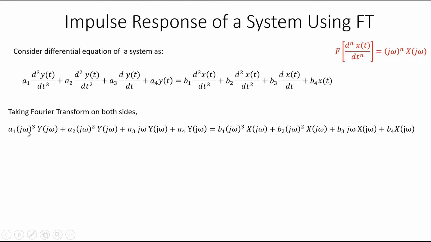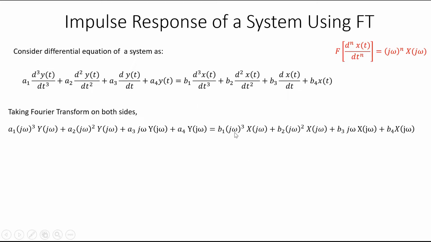This becomes (j omega) cube y of j omega, since this is y of t, and a2 is constant. Here it becomes (j omega) square y of j omega. Here it is only d raised to 1 by dt raised to 1, so j omega y of j omega. Here there is only y of t, so it becomes y of j omega.